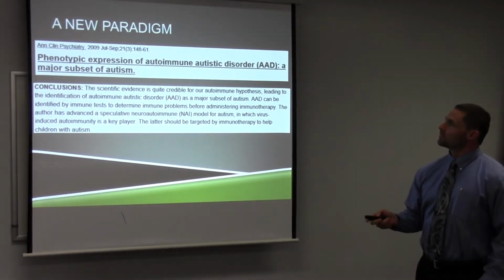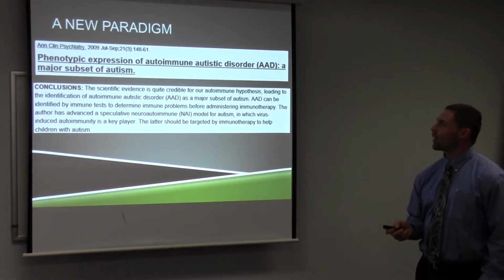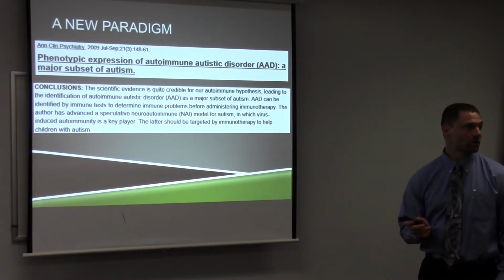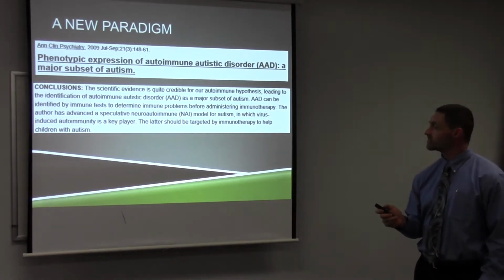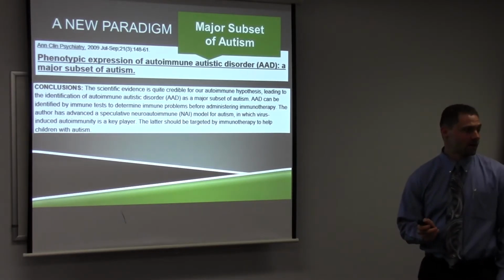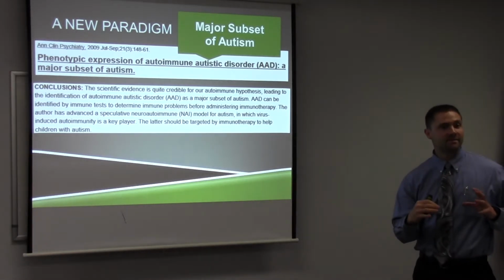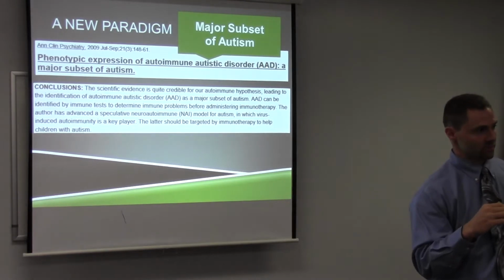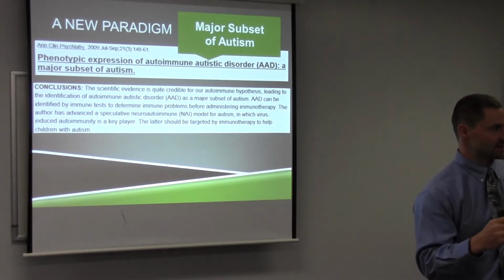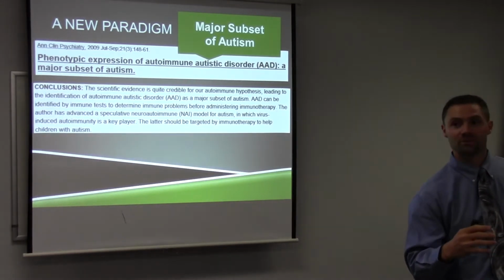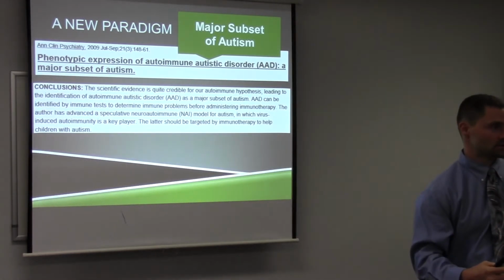It talks about how the scientific evidence is quite credible for the autoimmune hypothesis, leading to the identification of autoimmune autistic disorder. All right? And notice what this says. It's a major subset of autism. So it's being recognized that what we have come to think about as autism, the dysfunction that surrounds that, is driven by an autoimmune process in the large majority of individuals that get labeled as autistic. Okay?